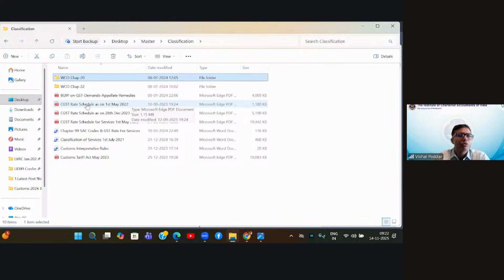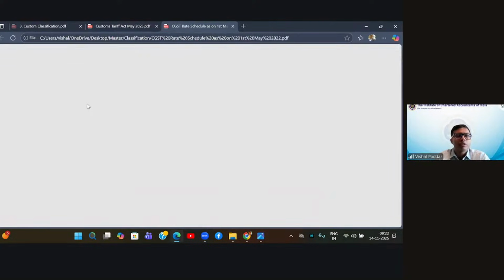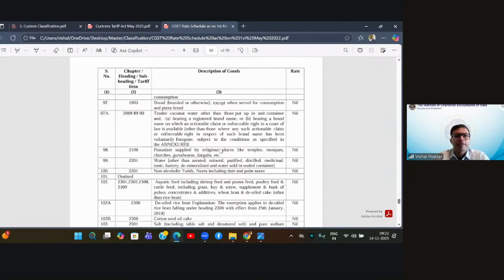Now see, I'll just show you the GST rate schedule parallelly. See, now this is our GST rate schedule. Here we have added the serial number just for our reference. So this is the HSN, this is the description, and this is the rate. Now the difference between the customs tariff and the GST tariff is that the GST tariff has only a single rate. Why? Because we do not have standard and preferential, we have only one rate. Whereas customs has 2 rates, as we saw.